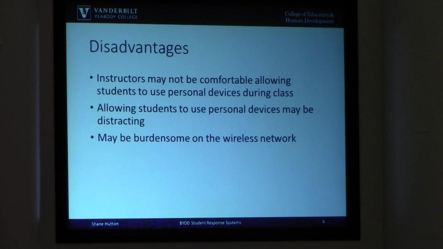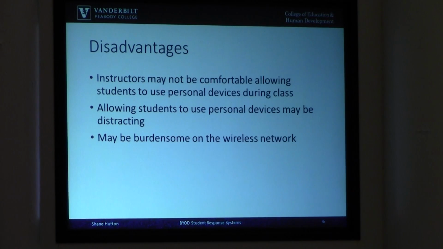So some disadvantages. Two main disadvantages here that people talk about. The biggest one from faculty is the fact that a lot of faculty do not want students to use personal devices in class. I was one of them when I first started teaching. I did not allow any laptops, certainly no cell phones, no tablets to be out. I really thought it was a distraction, not only for the student, but also for the students around that student that could be using that electronic device.